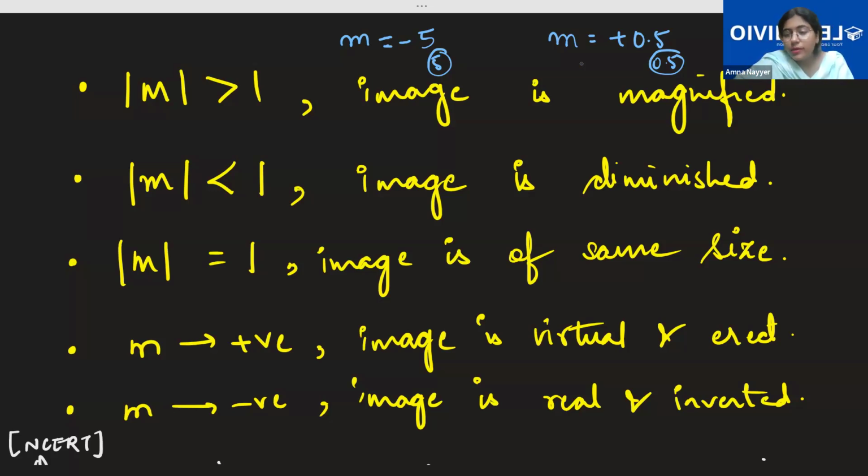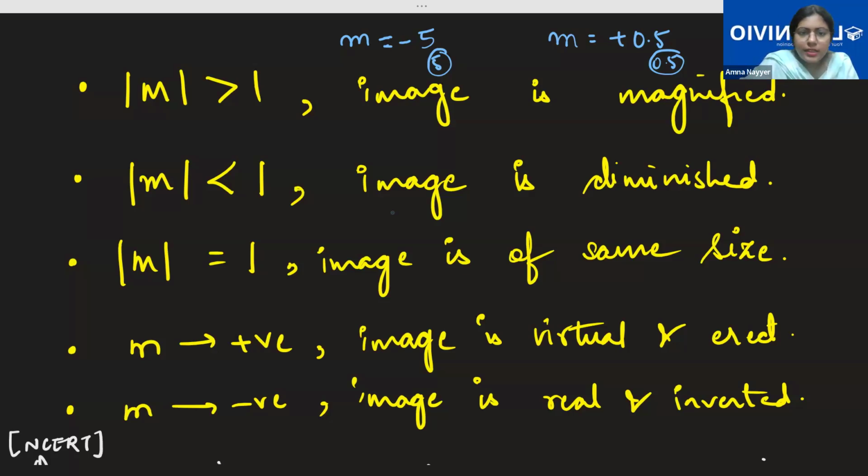This is a very common question: position, nature, and size of image. Position means where the image is formed, so you have to calculate image distance v using the lens formula or the mirror formula. Second is size, which is the magnification's magnitude. The nature is the sign of the magnification. So this is how the questions are framed.